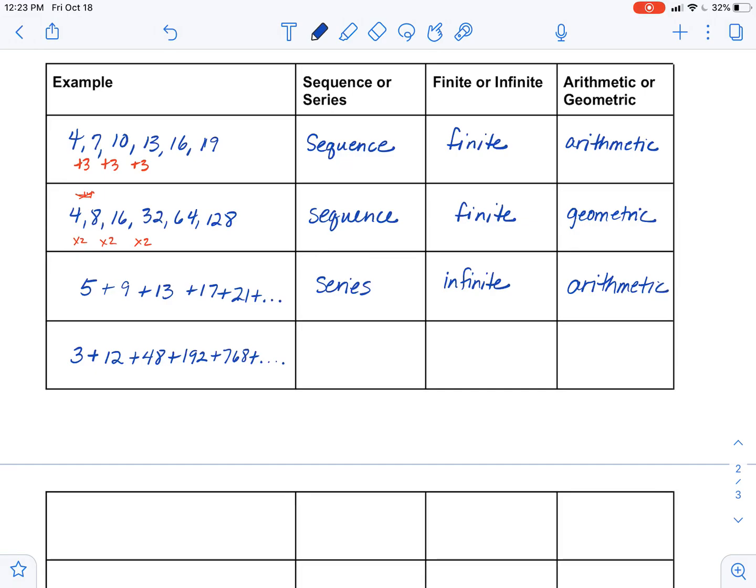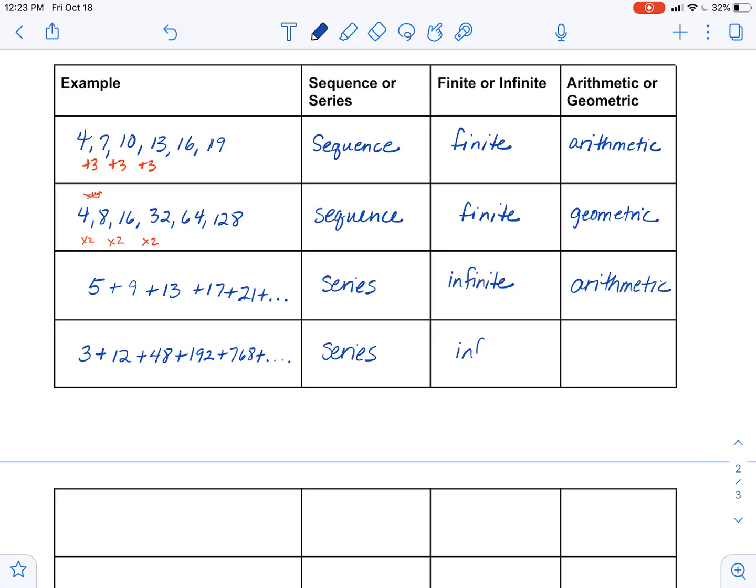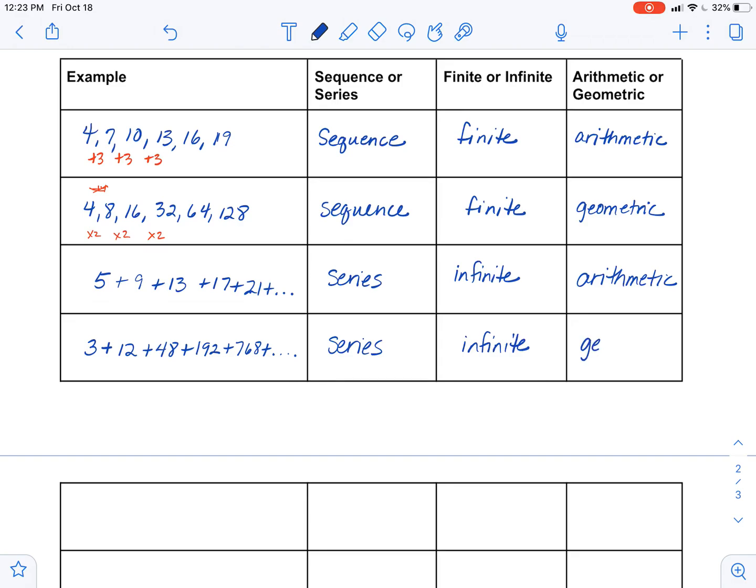Okay, and then the last one, again, it has the additions in there, so it is a series. It does have the dot, dot, dots on there, so it would be an infinite one. And then to get from 3 to 12, I could add 9, but that doesn't work to get to 48. So I could multiply by 4, and then that would work, and so it's going to make it a geometric.